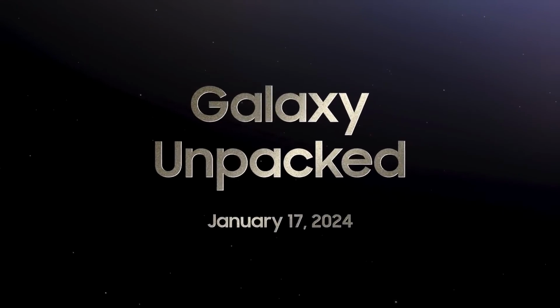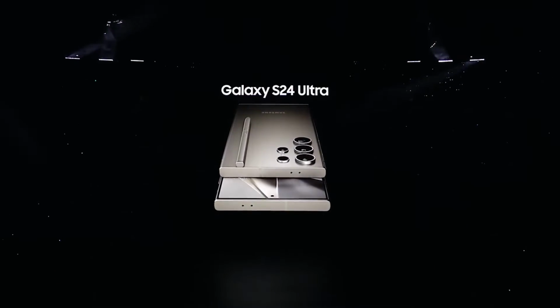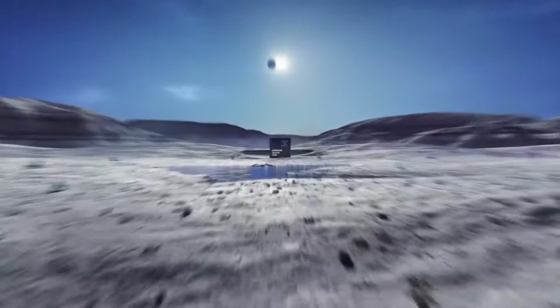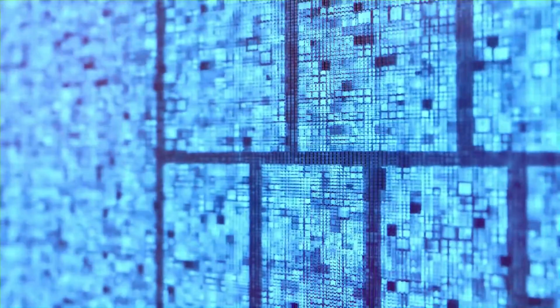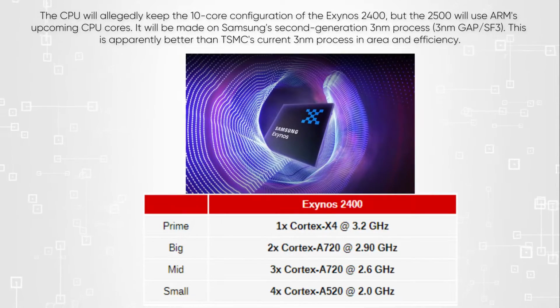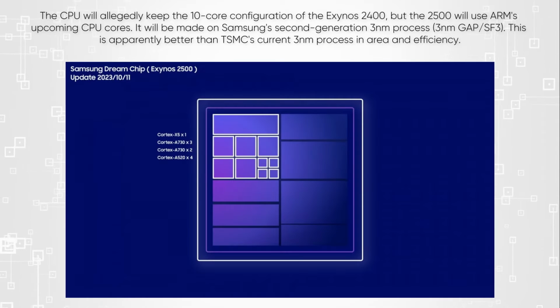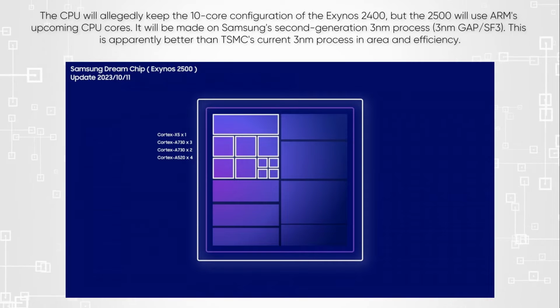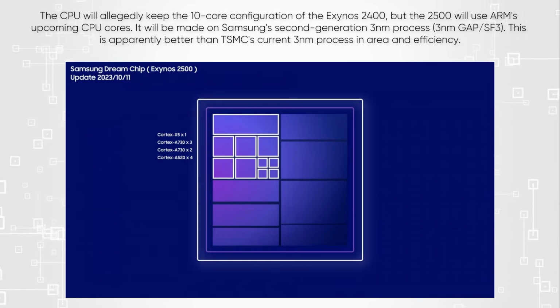We are back. Just last week, Samsung revealed its Galaxy S24 series smartphones, which in certain markets come with the Korean company's proprietary Exynos 2400 SoC. However, the Exynos 2500 chipset, which will be included in the Galaxy S25 series in a year, has already leaked and, according to reports, the Exynos 2400's 10-core CPU configuration will remain, but the 2500 will use ARM's upcoming CPU cores. Samsung's second generation 3-nanometer process will be used to make it, and in terms of area and efficiency, this appears to be superior to TSMC's current 3-nanometer process.